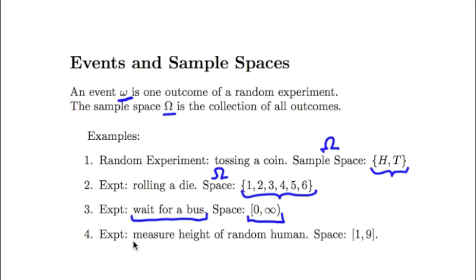The next example would be where the experiment is to pick a random human being and measure his height. Let's say we're measuring the height in feet, then the space would be somewhere between 1 foot and 9 feet. Okay, that's just an example. So it's any continuous value in 1 to 9. So that's what we mean by an event and a sample space.